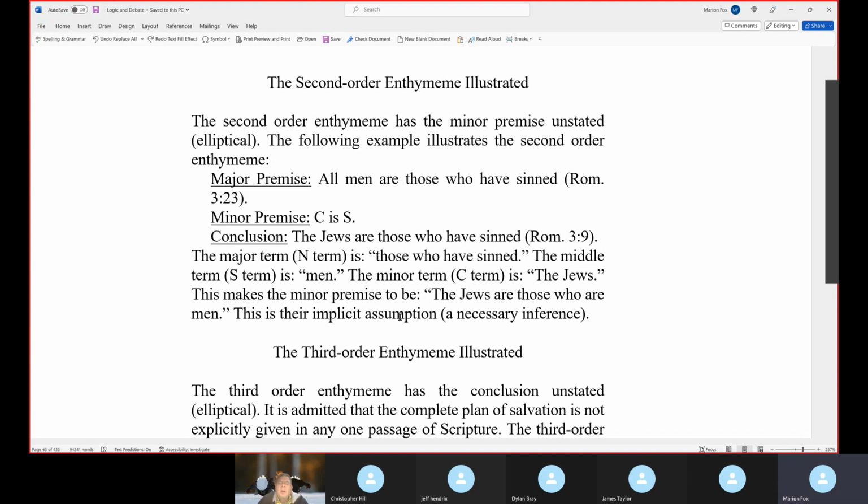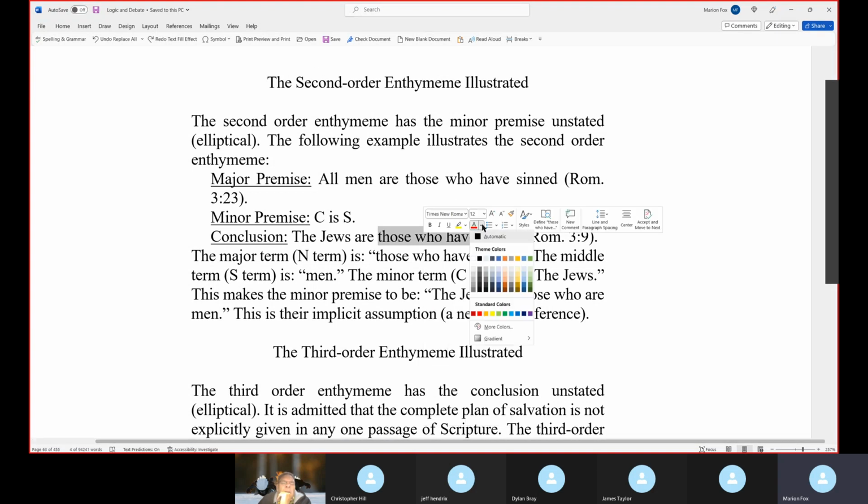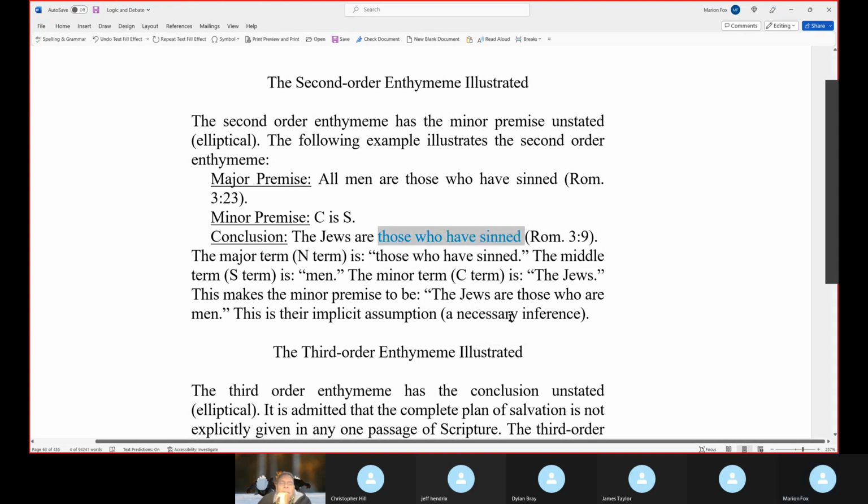So our major term, it's the end term. The major term is the predicate of the conclusion, okay? Those who have sinned. I want to leave the Romans 3:9 off. I'll make it a different color. Let's make it blue again like we did earlier. And those who have sinned is this up here. That would be blue. I'll just lay everything out in color, okay? We'll color it.